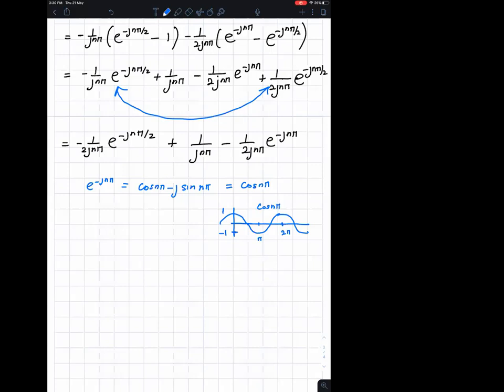For odd multiples of n, cosine is 1. So this can be for even multiples. You can try it yourself. When you put n equal to 1, 3, 5, and so on, it gives you minus 1. When you let n be even, like 2, 4, 6, and so on, you get positive 1.